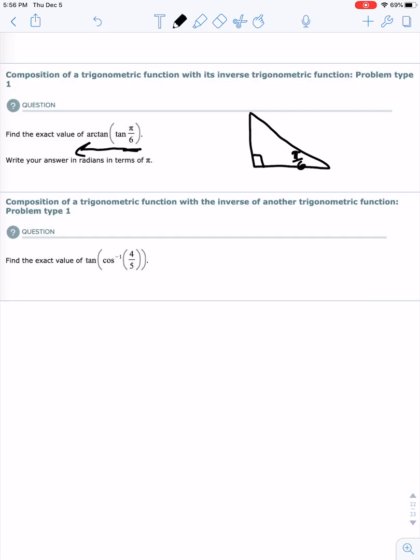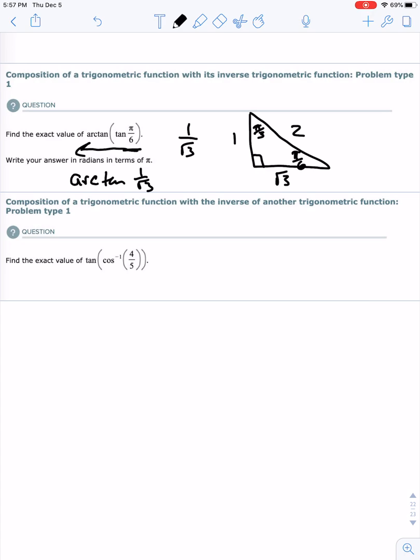So pi over 6, 30 degrees, opposite that is always 1. Opposite 60 or pi over 3 is always root 3, and opposite the 90 is 2. So the tangent of pi over 6, tangent is opposite over adjacent. So opposite over adjacent is 1 over the square root of 3. So now we're looking for the arctangent of 1 over square root of 3.